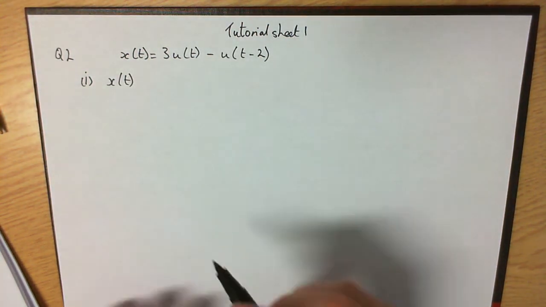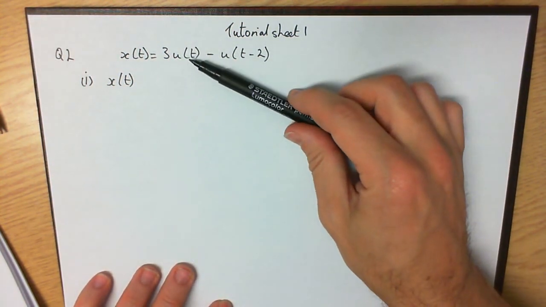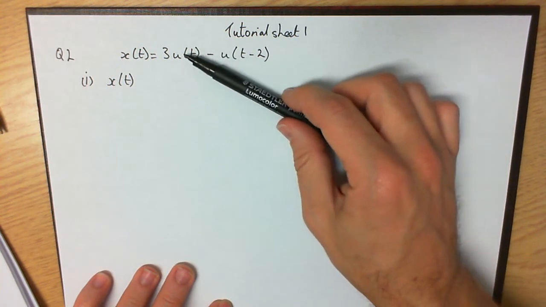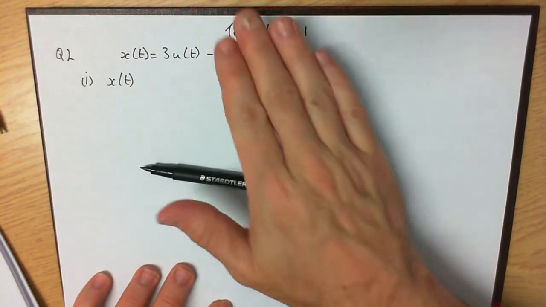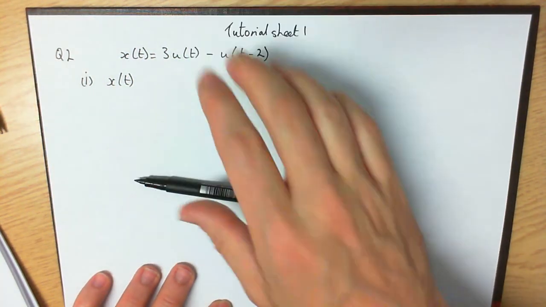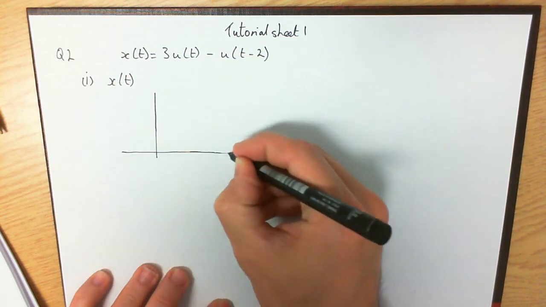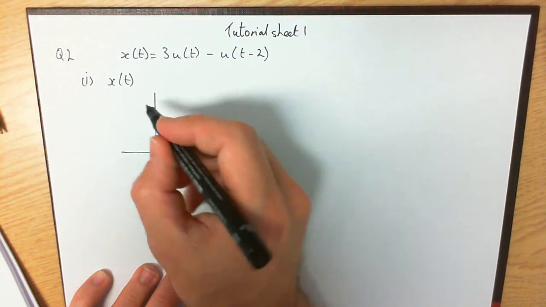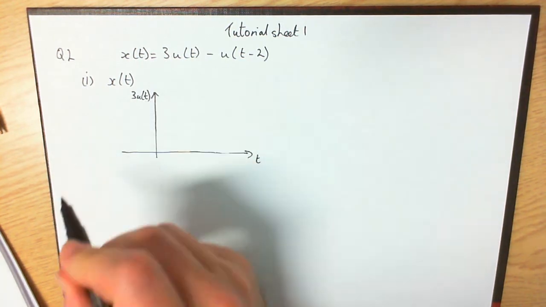Well, it says sketch and label. So what we need to do is, first of all, we need to know what both of these individual functions look like, so we can split it into two parts. So first of all, we'll just look at the first part of that, 3u of t.